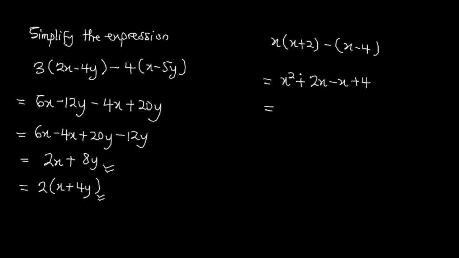So we have x squared here, so we maintain the x squared. Then we have plus 2x minus x will give us x, then plus 4. Now if you look through what we have over here, we have x squared term, x and 4. They don't have the same variable, so there's nothing we can do any further. So this becomes our answer for this particular expression.